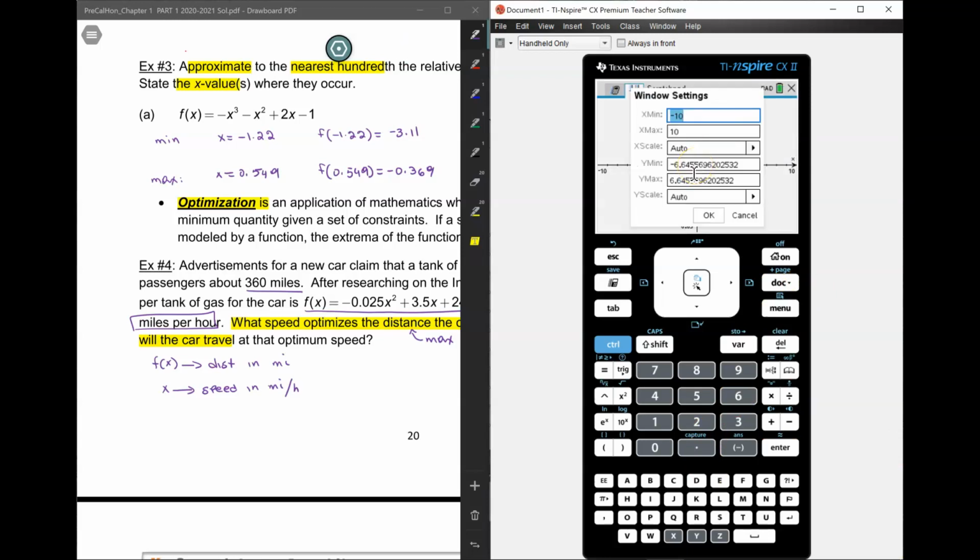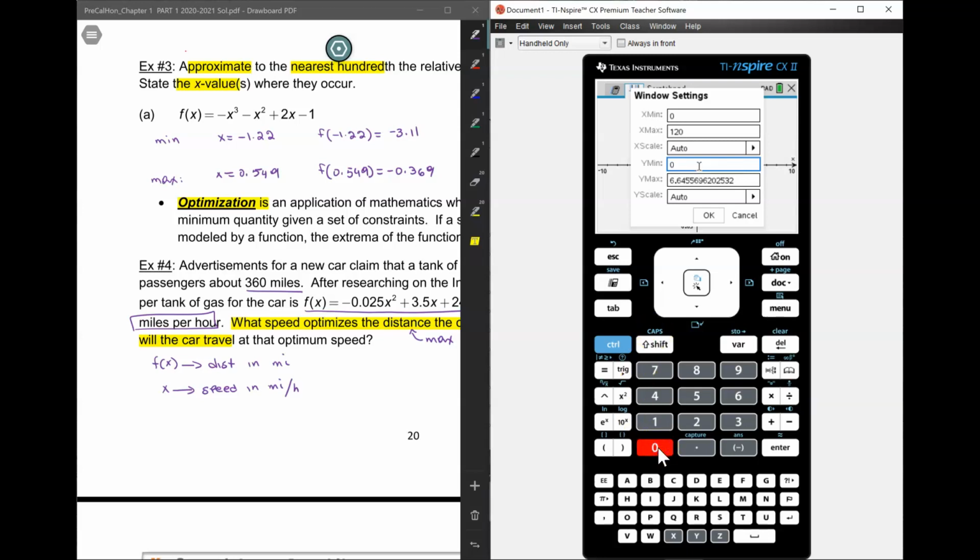Now we have to come up, by sheer reasoning and logic, with the best viewing window for this. If x min and max represent the minimum speed I can go and the maximum speed I can go, well, I can't go slower than 0 miles an hour, so x min is 0. And then how fast? How fast does an average car go? You know what? Let's be rebellious here. Let's just put 120 miles an hour. You're not going to go faster than that, I promise. All right, what about y? Y is the distance in miles you can go on a tank of gas.